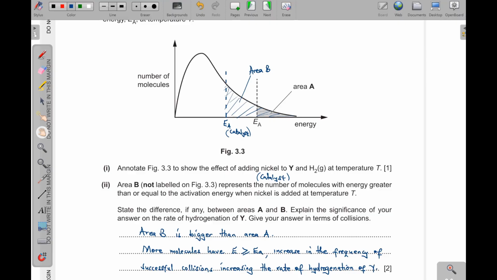So tell us about this region being bigger. There are more molecules with energy bigger than the activation energy, so there will be more frequent what? Collisions. As simple as that.